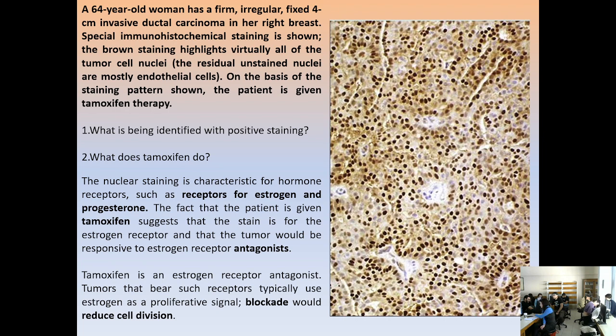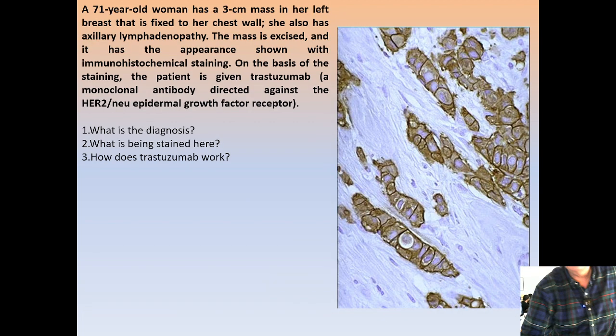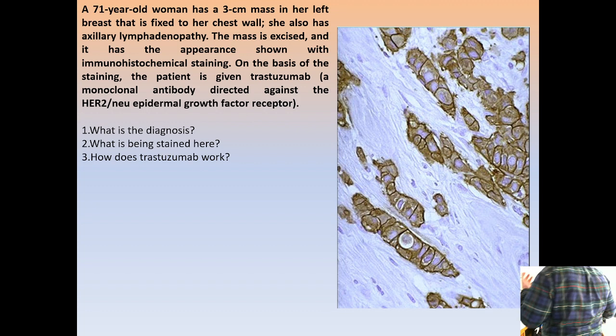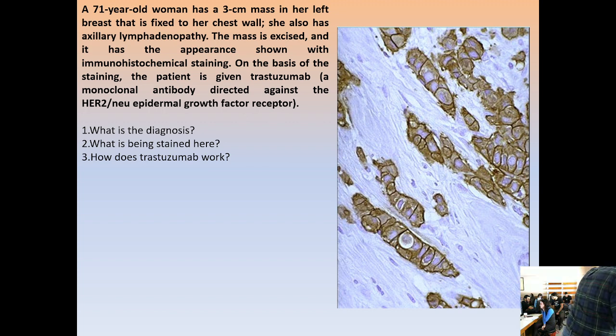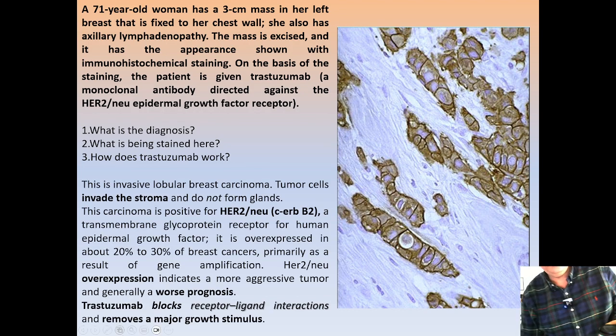I have only 1 minute because I have to finish at 1 o'clock. So, HER2, this is a bad prognostic marker. That means that the survival potential of the patient is low. However, it is a predictive marker because I can use a drug to target these cells which overexpress HER2 protein and destroy them. So you understand the difference between a prognostic marker, which affects the survival of the patient, and a predictive marker, which affects the responsiveness of the tumor to a therapeutic agent. Herceptin blocks receptor-ligand interactions and removes a major growth stimulus from malignant cells.